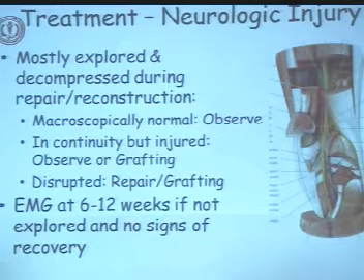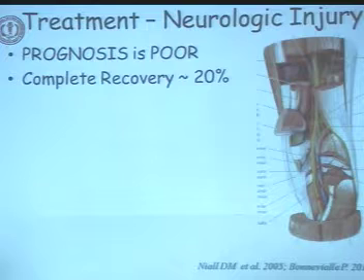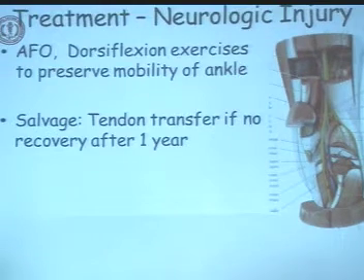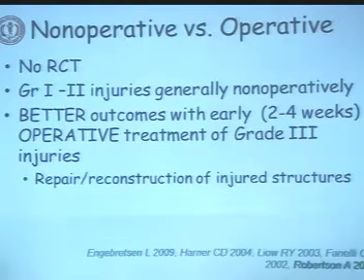If there is associated neurological injury, usually exploration is done along with the treatment of the other ligaments, and then there may be a nerve which is actually normal, so you just keep it under observation. If it is partially or completely injured, then you may require a grafting or a repair. Prognosis of the nerve injury is not good. Complete recovery is seen only in 1 in 5 patients. Definitive treatment can be a tendon transfer or an ankle foot orthosis.